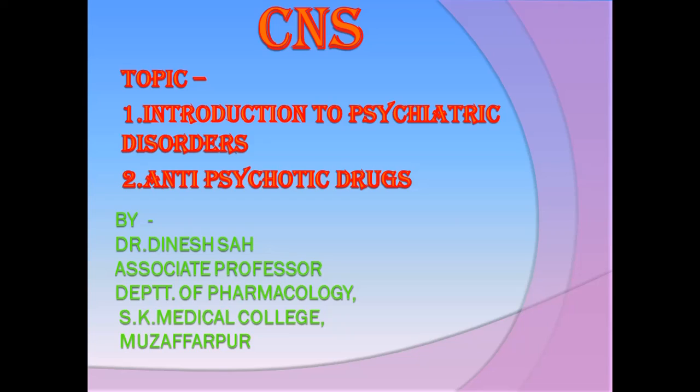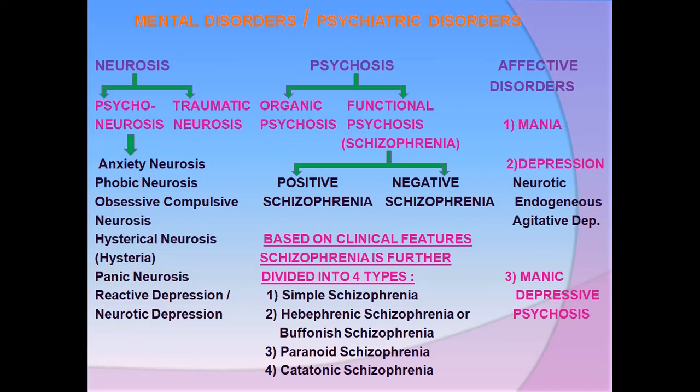Today we are going to discuss CNS next part, topic being Introduction to Psychiatric Disorders and Antipsychotic Drugs. Coming to the first point, that is psychiatric or mental disorders. Broadly, they are divided into three different groups: neurosis, psychosis, and affective disorders.